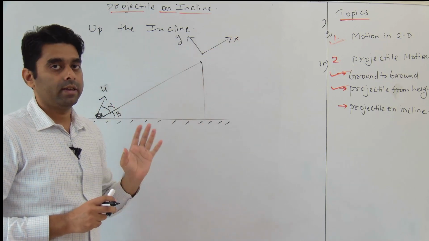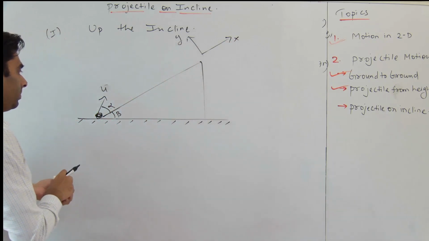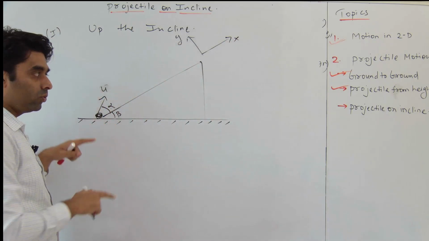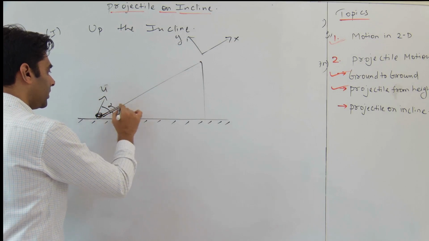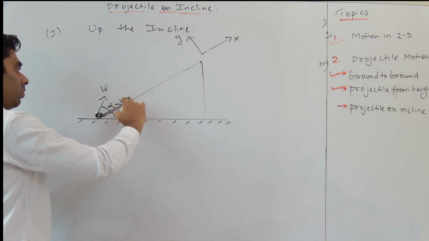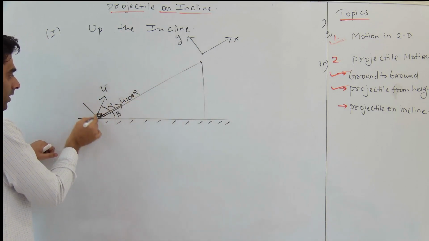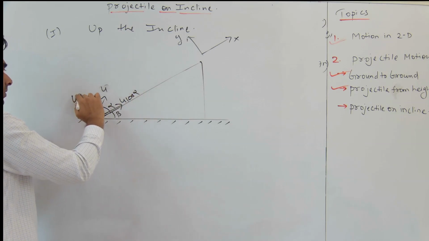Now let us look at the initial parameters. Initial velocity is u. Along the incline, what will be our velocity? It will come out to be u cos alpha. Perpendicular to incline, we will get u sin alpha.